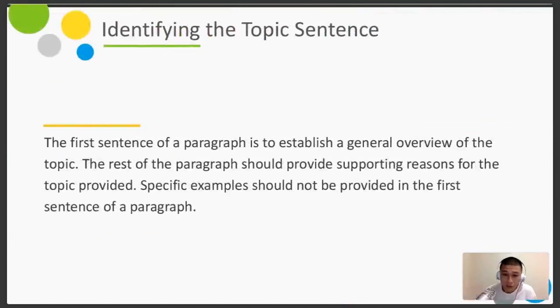If you're writing essays for the PTE, you should know what a topic sentence is, because for the body of a paragraph, your first sentence should establish the topic. Inside that topic, it should be a general overview. The rest of the paragraph should support that overview and have specific examples. So if you see an example in that first sentence, then absolutely just eliminate. That's not going to be the first sentence.